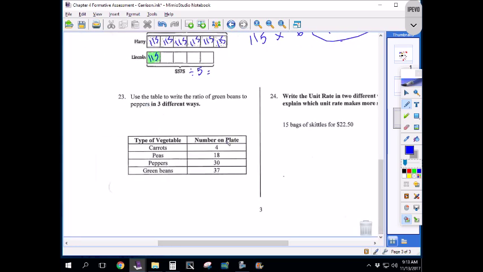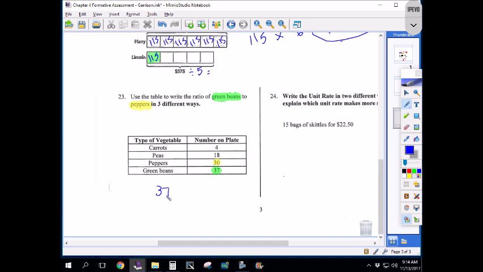Number 23. Use the table to write the ratio of green beans to peppers in 3 different ways. Let's first of all just figure out the order here. So it says green beans first. So that means I'm going to highlight it like this so we kind of know. Okay, it gave me green beans first. It gave me peppers second. And there we go. We know it has to be green to yellow.